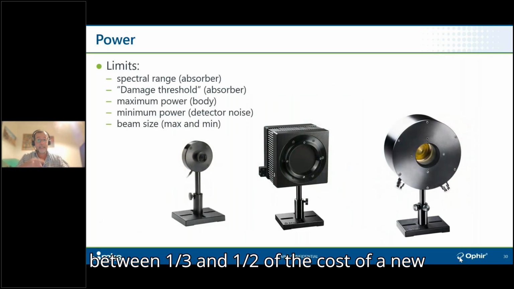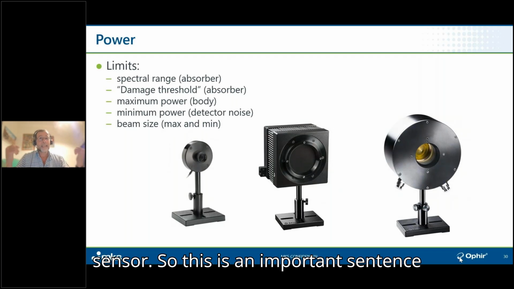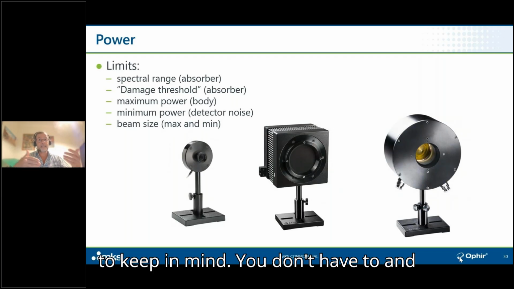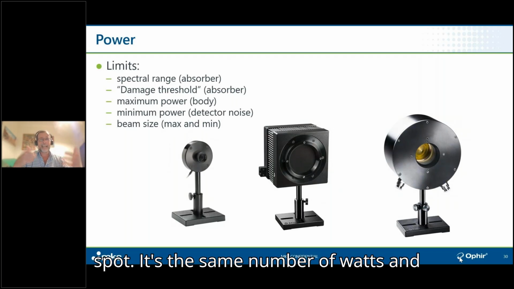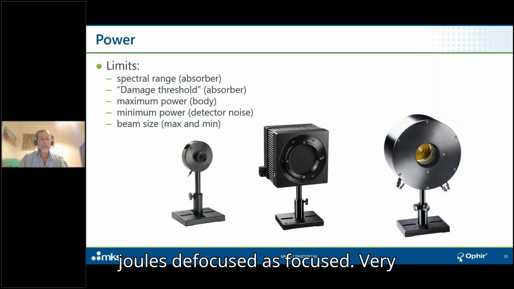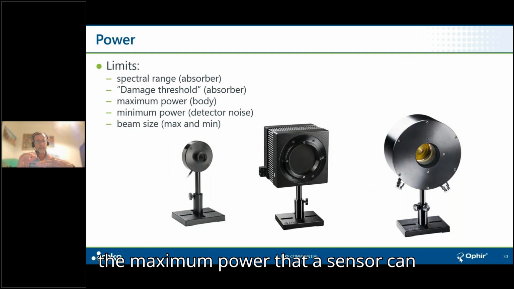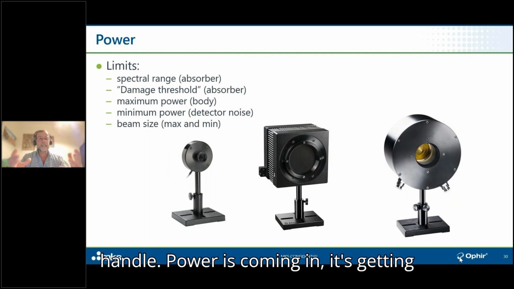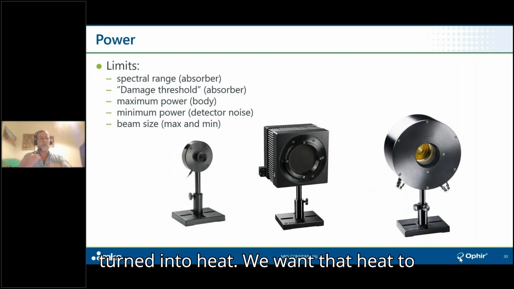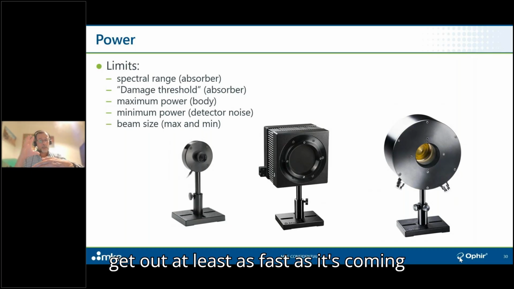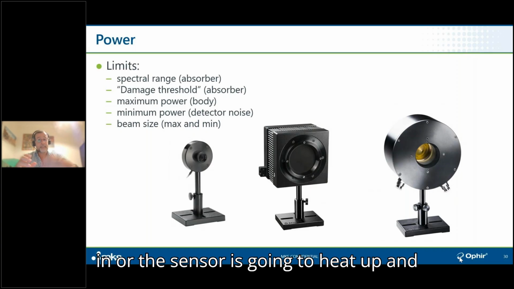Power is coming in, it's getting turned into heat. We want that heat to get out at least as fast as it's coming in, or the sensor is going to heat up and eventually something's going to fail. There are tricks to get around that. Many sensors are designed to be able to handle up to such and such a power constantly because the body design can dissipate heat only up to that rate. But for short-term intermittent measurements, it can maybe go higher.